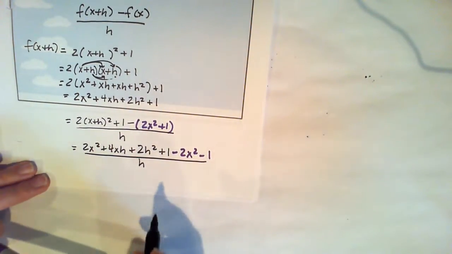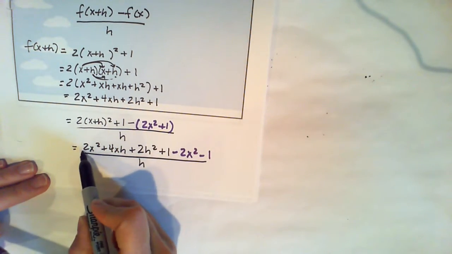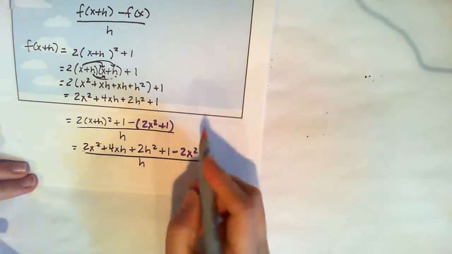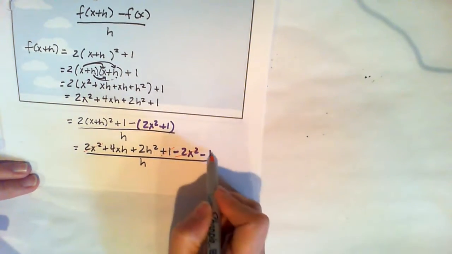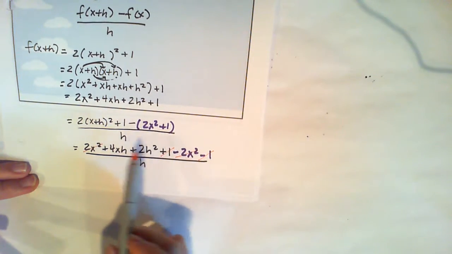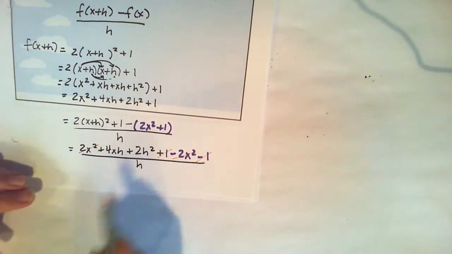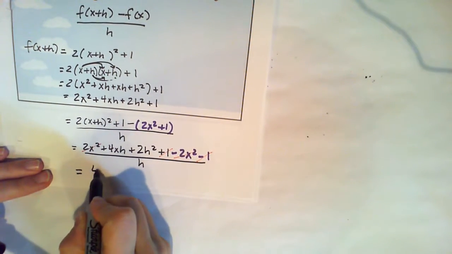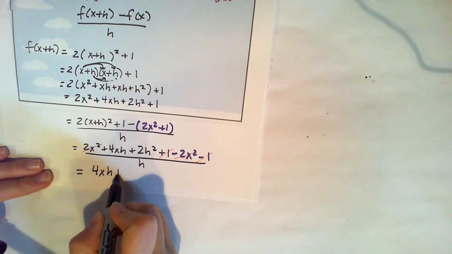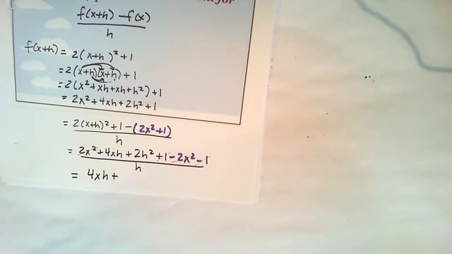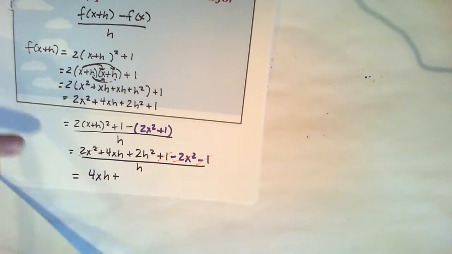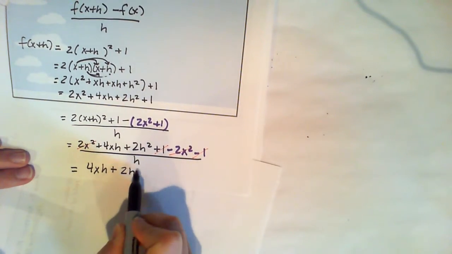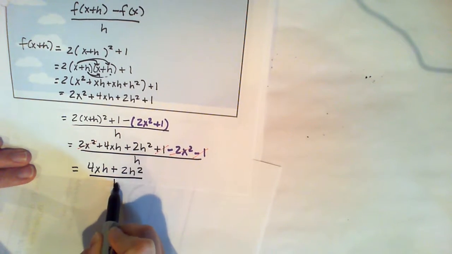So we can simplify, and the 2x squareds cross out. So this 2x squared and this 2x squared cross out. The 1 and the 1 cross out. So I am left with 4xh and 2h squared. Let me get some paper under here. 4xh and 2h squared all over h.